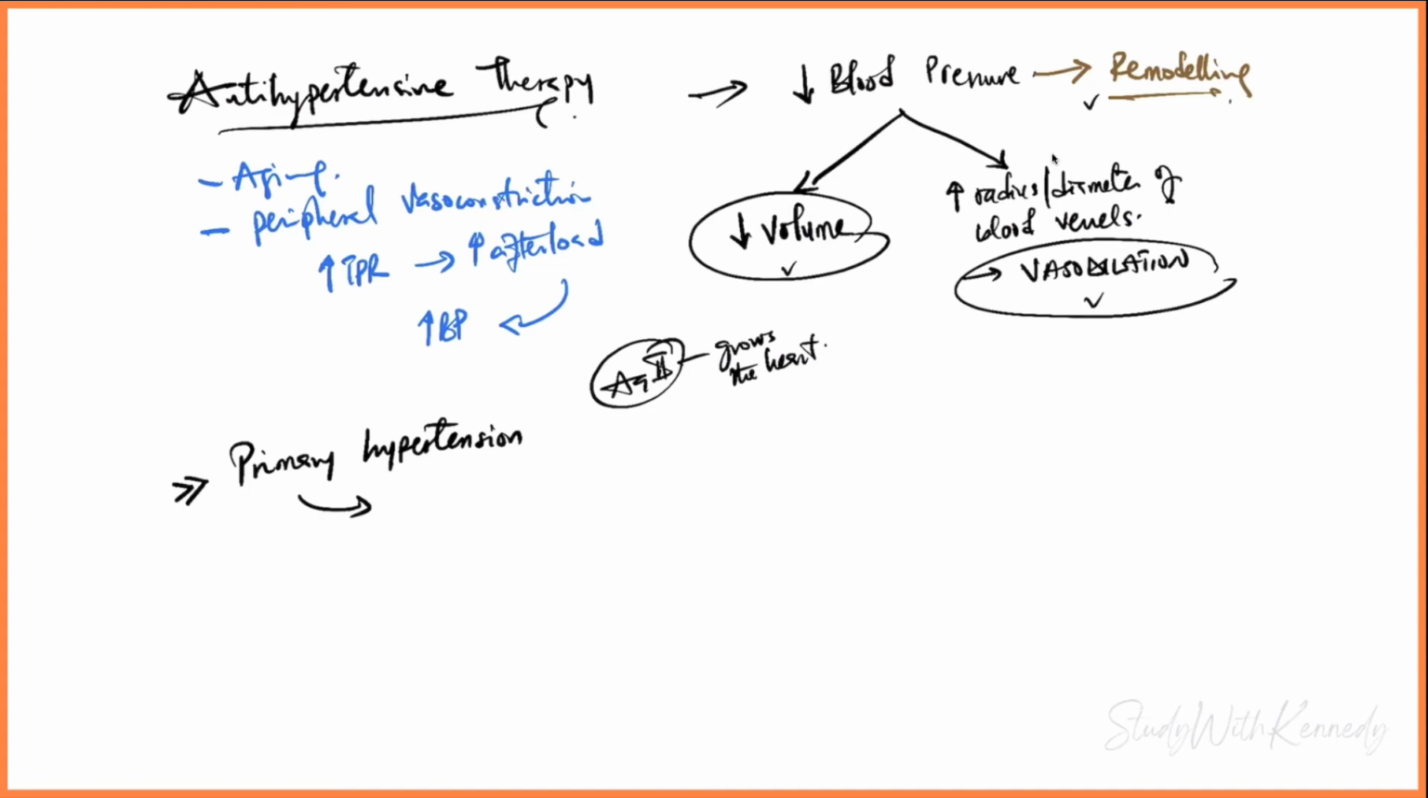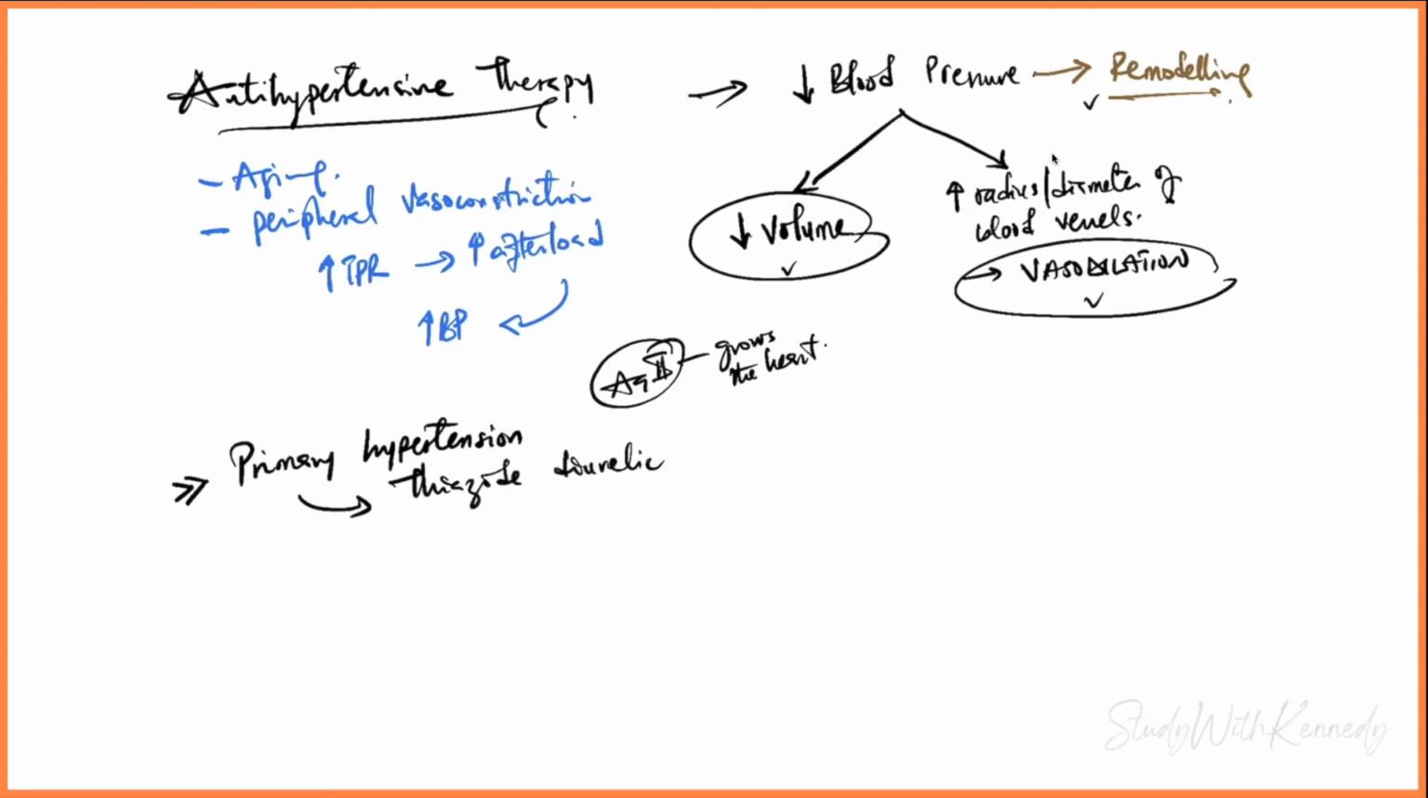So for primary hypertension, our focus could be volume control. If we are going to try to reduce the volume, we are going to be using diuretics. And thiazide diuretics are a very common one for you to know. Thiazide diuretics are very important.